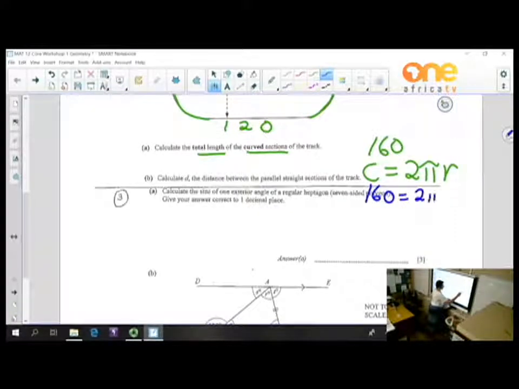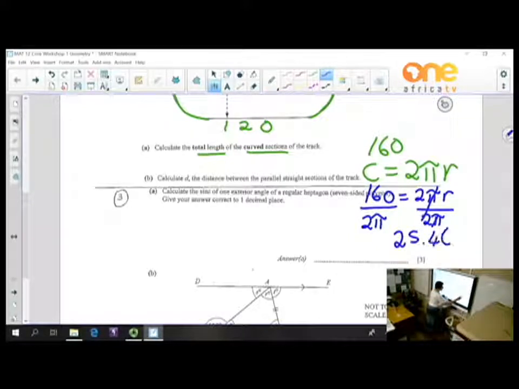So to have r alone here, we will divide by 2 pi, and you divide by 2 pi here. So on your calculator, let's press the calculator, 160 divide by brackets 2 times shift pi there at the bottom of your calculator, close, is equal to, and now I have 25.46.